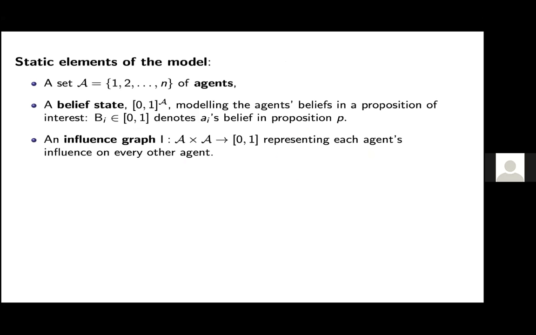So, the polarization model. Our model has some static elements. In that model, we have a set of n agents. And there are belief states, which basically tell me how much a given agent believes in some given proposition P of interest. And there's the influence graph. The influence graph tells me how much an agent or user influences another one. So because we have this influence bias, this is important.